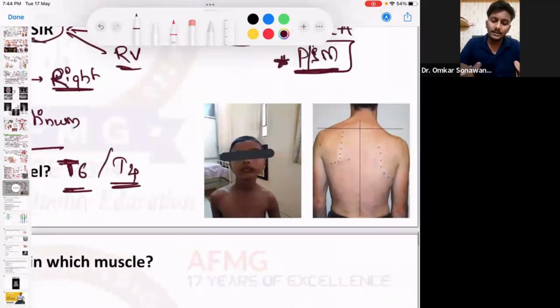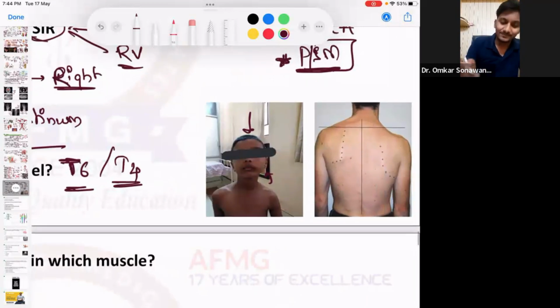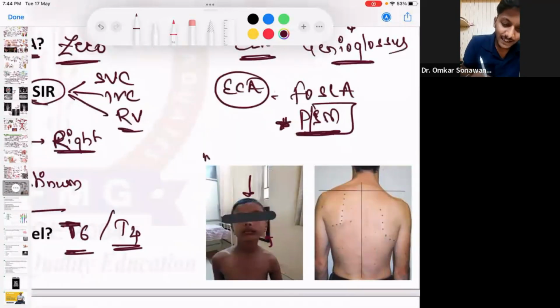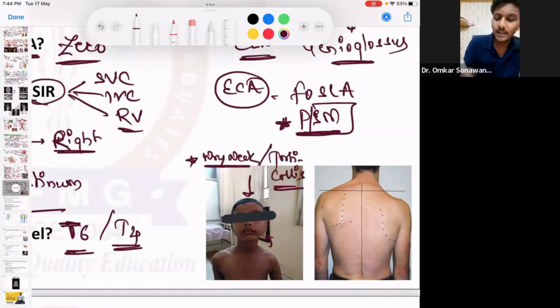Next, if you can see this, what does this image suggest? The neck is almost turned towards one side. This is called wry neck, also known as torticollis. It is due to spasm of which muscle? Sternocleidomastoid muscle. So wry neck or torticollis is due to spasm of the sternocleidomastoid muscle.